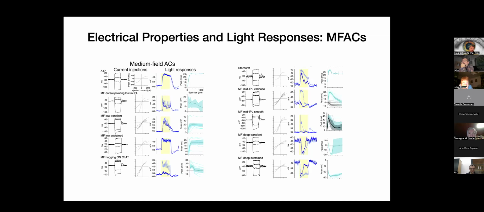So here are the medium field types, and again, a great diversity of types. The medium field ones mostly don't spike, which makes sense because spikes are needed for amacrine cells to transmit information over long distances. But if the cell is smaller, it doesn't really need spikes. That doesn't mean it's electrically passive. Some of them have spikelets and such, but they don't have full-blown spikes for the most part. And some of these have more surround suppression too.